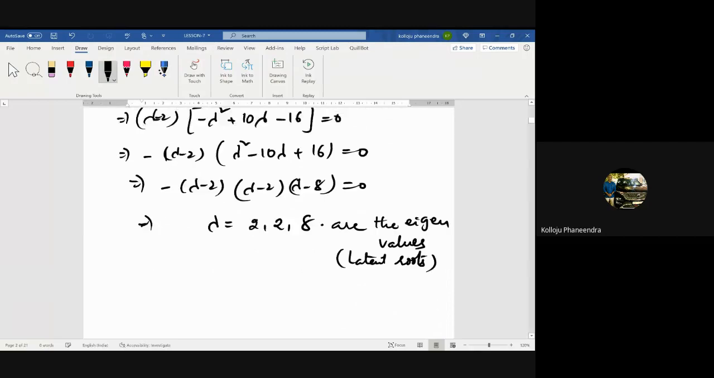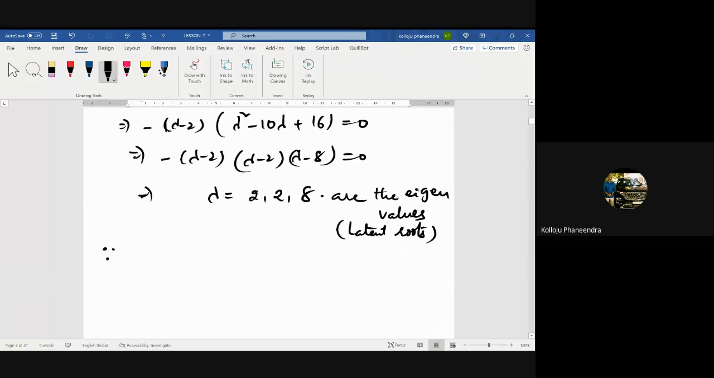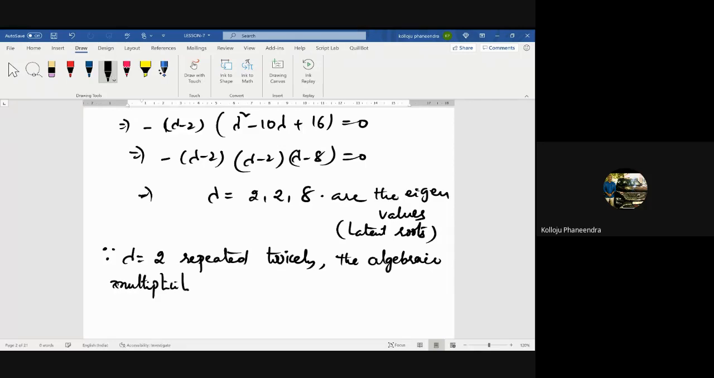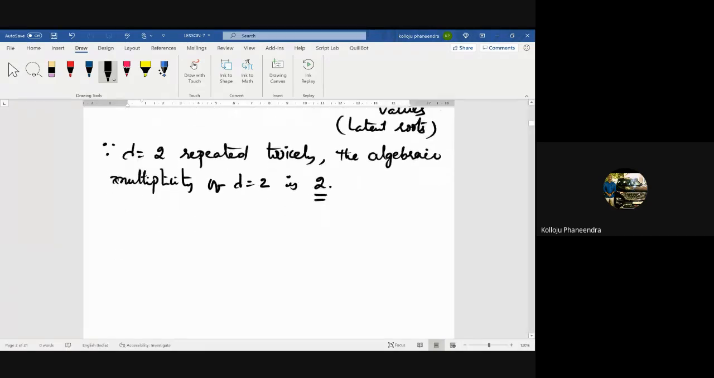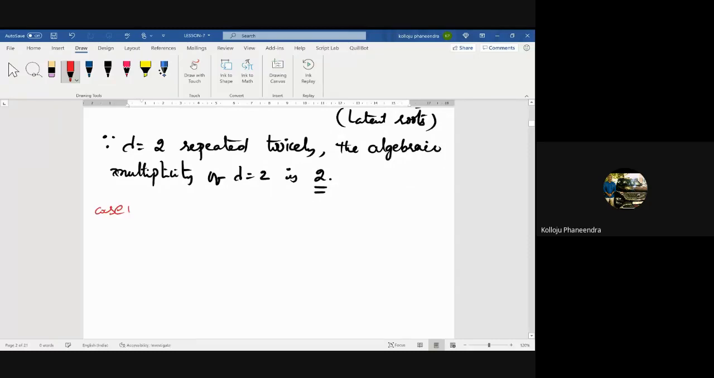Okay, now since lambda equal to 2 is repeated twice, the algebraic multiplicity of lambda equal to 2 is 2. Okay, next one. Coming to eigenvectors. So case 1, first lambda equal to 2.